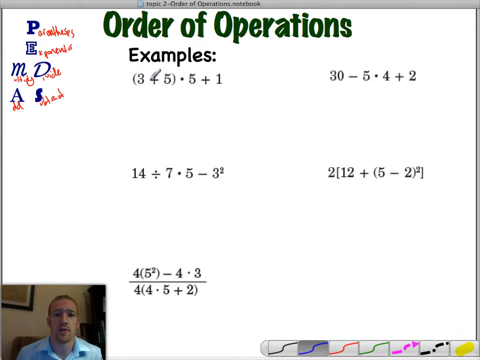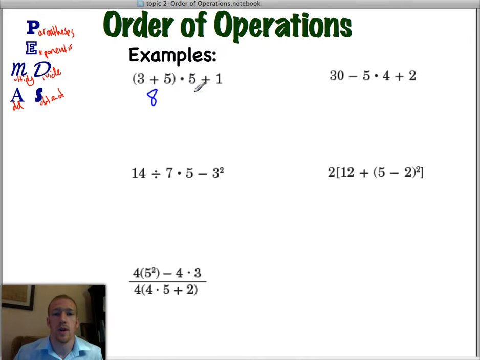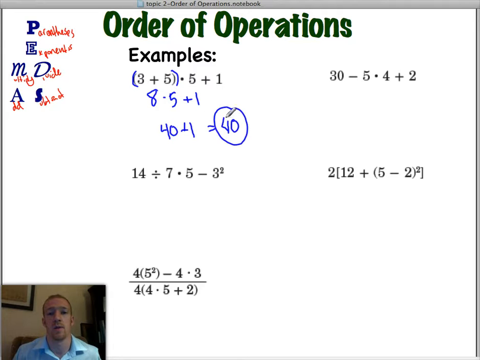So parentheses, so certainly we got to do this first. And then it says times 5 and plus 1. Well, this equaled 8, so we have 8 times 5 and then plus 1. So we have to multiply the 8 times 5 first. So that's going to be 40 plus 1, and then that equals 41. Alright, so let's see this one.